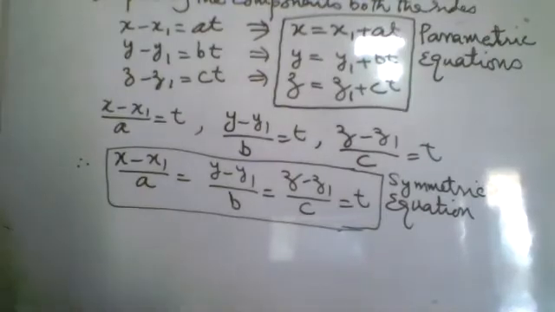x1, y1, z1 are the coordinates of the point. a, b, c are the components of i, j and k of the given vector.